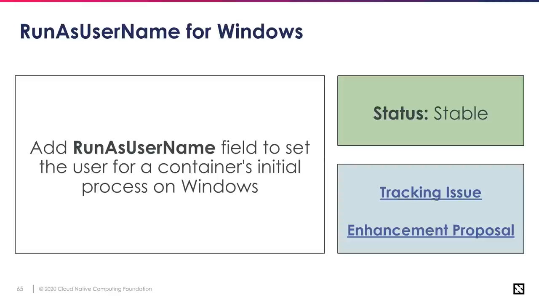And the last enhancement from SIG Windows that we have is RunAsUserName for Windows. This provides the ability for people who are running a pod on a Windows worker node to specify the username for that application to run under. This is somewhat similar to a plain old container running on Linux, where you can specify I want this process to run with some non-sudo user. And this finally became stable in 1.18, and it's ready for production use.